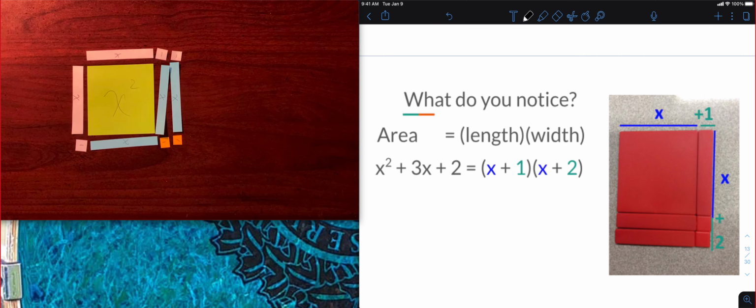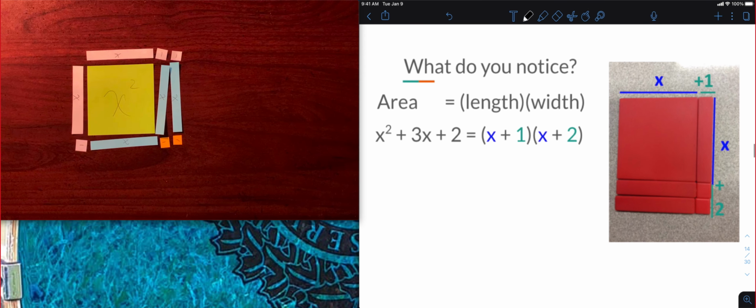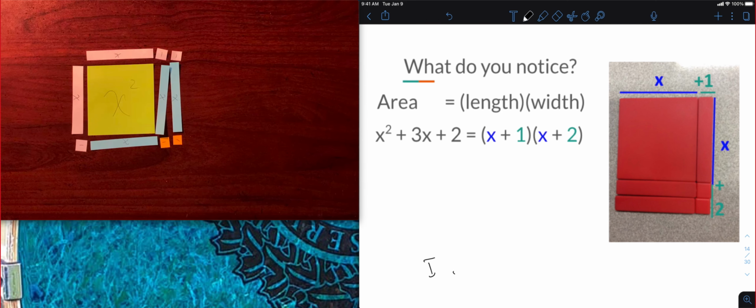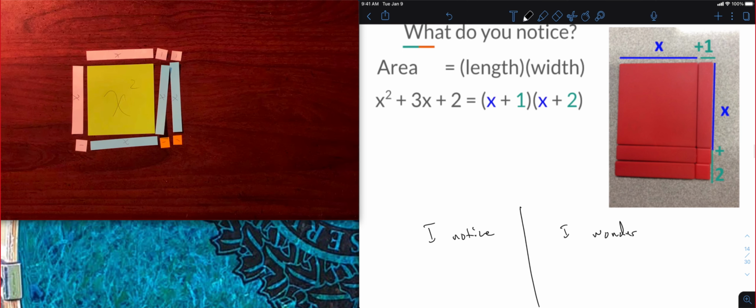Does anybody notice anything about the picture or this slide here or what I've drawn? They're the same thing, but does anybody notice any patterns that they want to say? Like we could do a little I notice, I wonder thing. I'm just trying to get you to think or predict maybe where this is headed. Does anybody have any notices, I wonders?